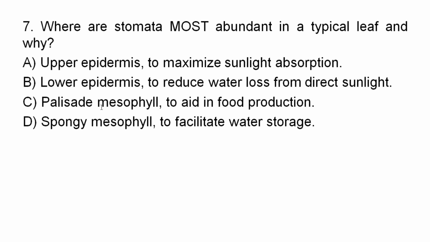Good. Question number 7. Where are stomata most abundant in the typical leaf and why? A, upper epidermis to maximize sunlight absorption. B, lower epidermis to reduce water loss from direct sunlight. C, palisade mesophyll to aid in food production. D, spongy mesophyll to facilitate water storage. Where are stomata most abundant in a typical leaf and why?